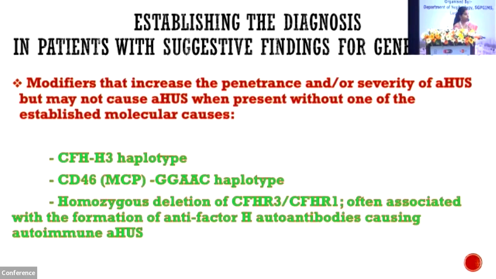Apart from single nucleotide polymorphisms or single mutations, there are modifiers that can be the predisposing factors. These are related to groups of SNPs in genes like CFH or CD46, or there could be homozygous deletions of CFHR related genes.